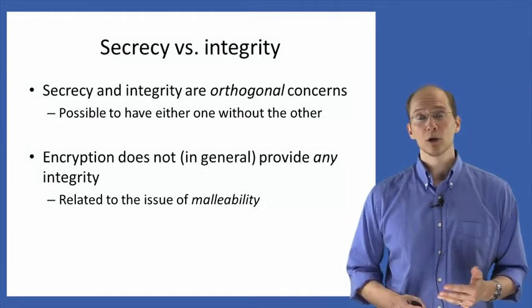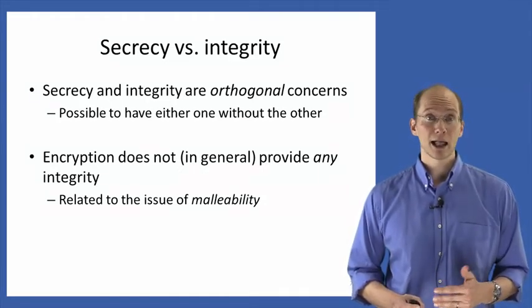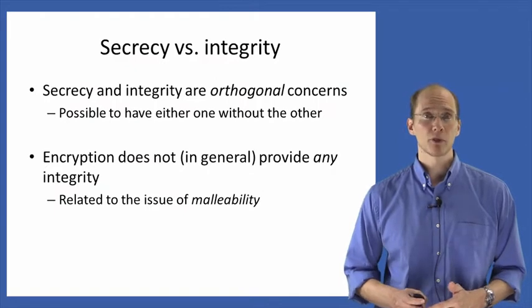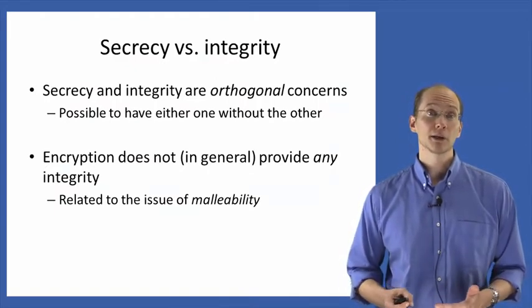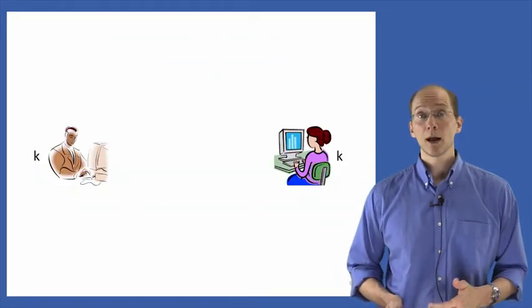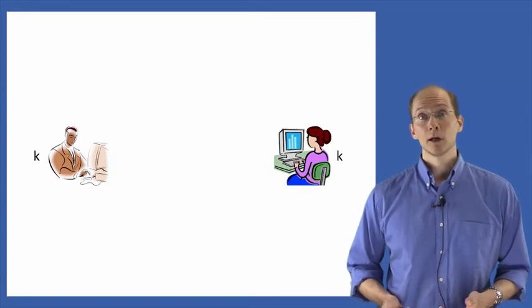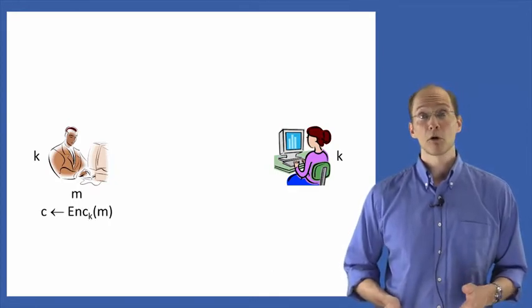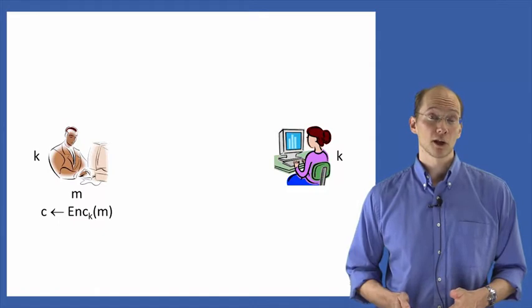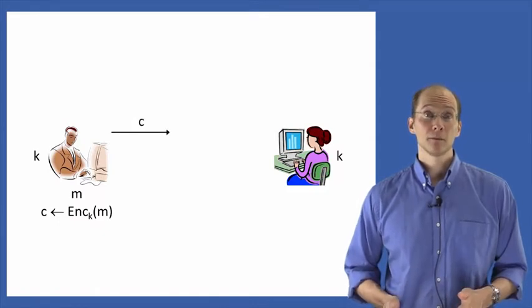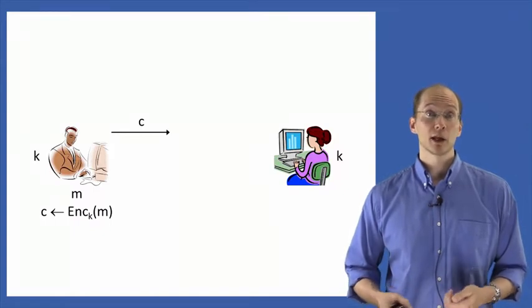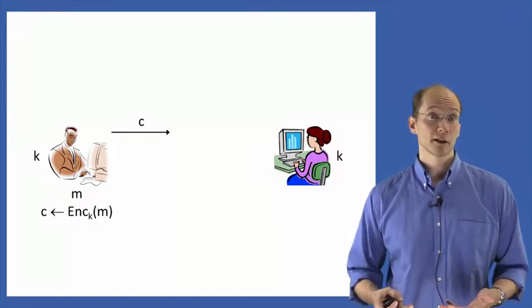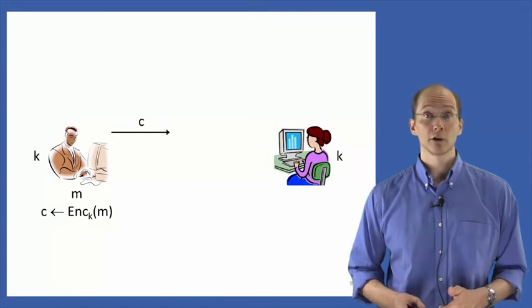This is related to an issue we've seen before, the issue of malleability. It's not precisely the same thing, but the fact that we have encryption schemes that are malleable indicates in particular that those schemes don't provide any integrity. And we can see an example of this very easily. So imagine that we were trying to use encryption as a form of message authentication, sending a ciphertext alone, and assuming that if the ciphertext decrypts properly, then it must have originated from the sender, and if not, then it's an error.